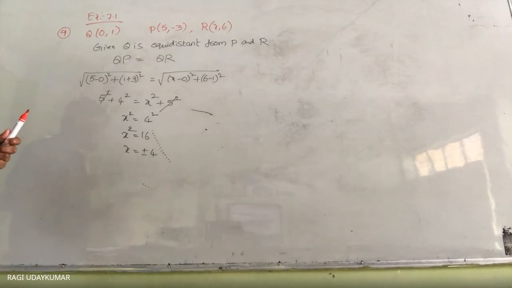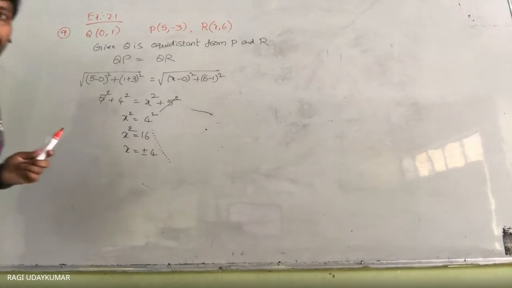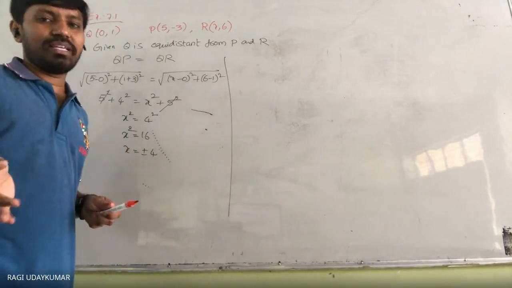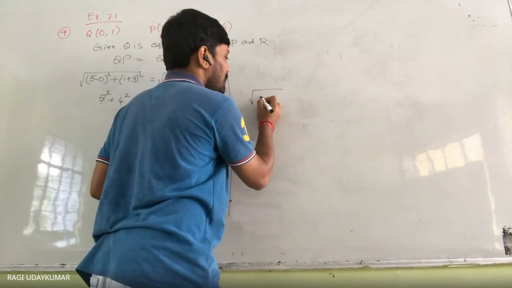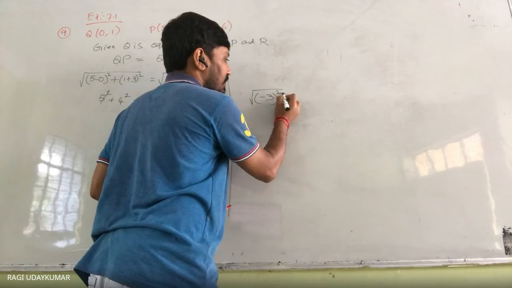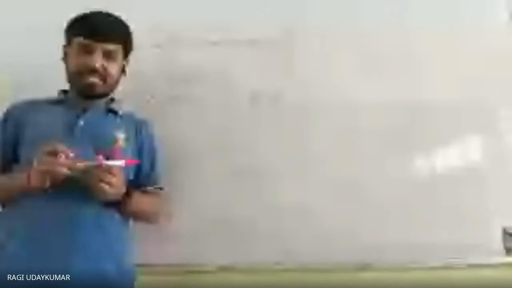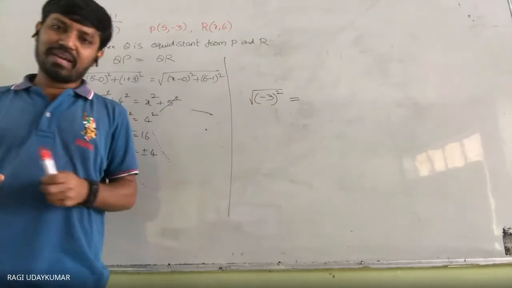And here everyone should remember one important point, as the situation came, I am explaining to you. Previously also I told, I think. Can anyone tell me what is the value of the square root of minus 3 whole square? Plus minus 3. Sir, plus 3. Sir, minus 3. Sir, 3.